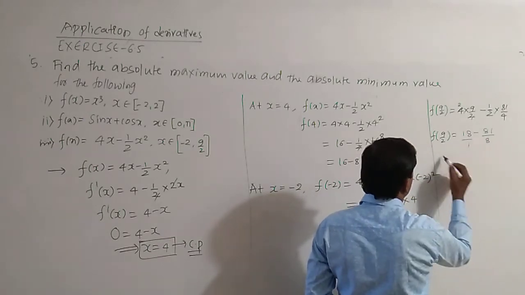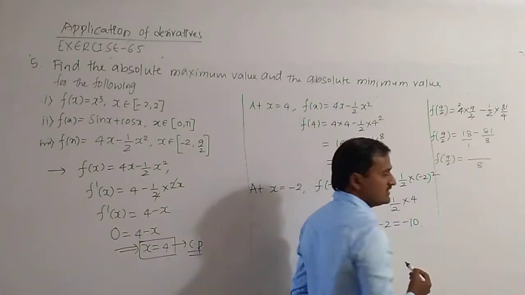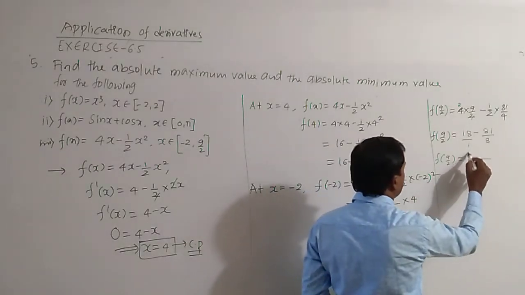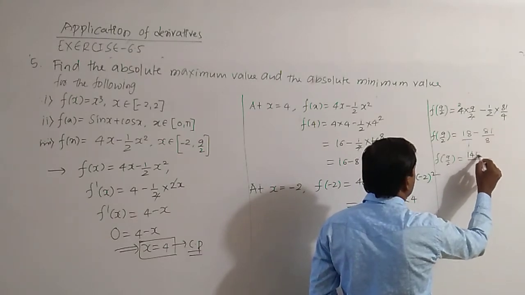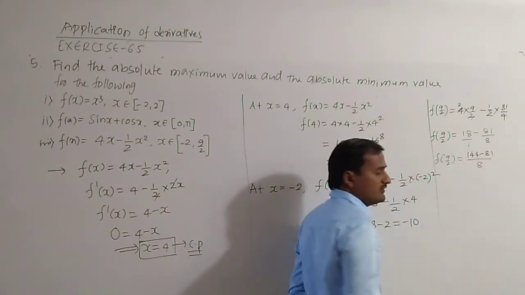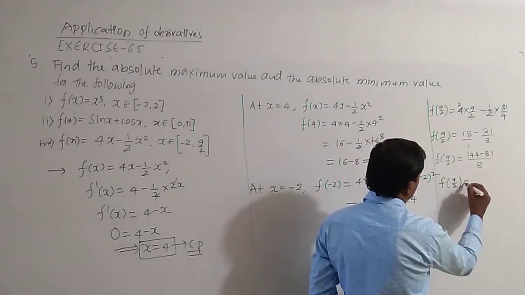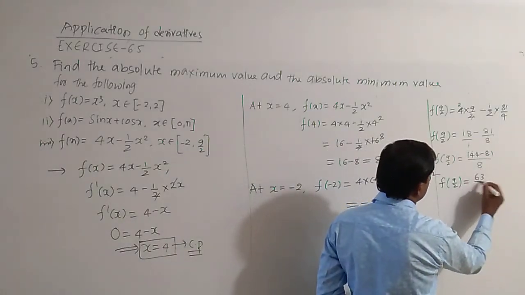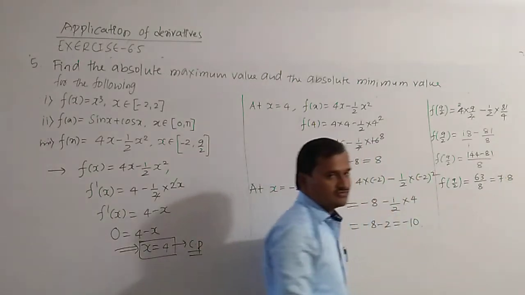So what is the LCM? f of 9 by 2 is equal to, LCM is 8. So clearly what we are getting, 18 into 8 means 144 minus 81. So therefore f of 9 by 2 is equal to 63 divided by 8. Therefore your answer is 7.8 we are getting.